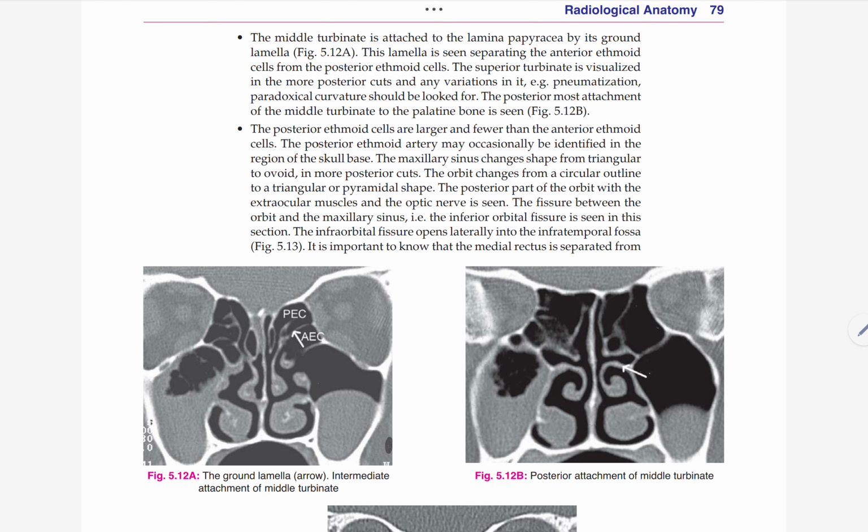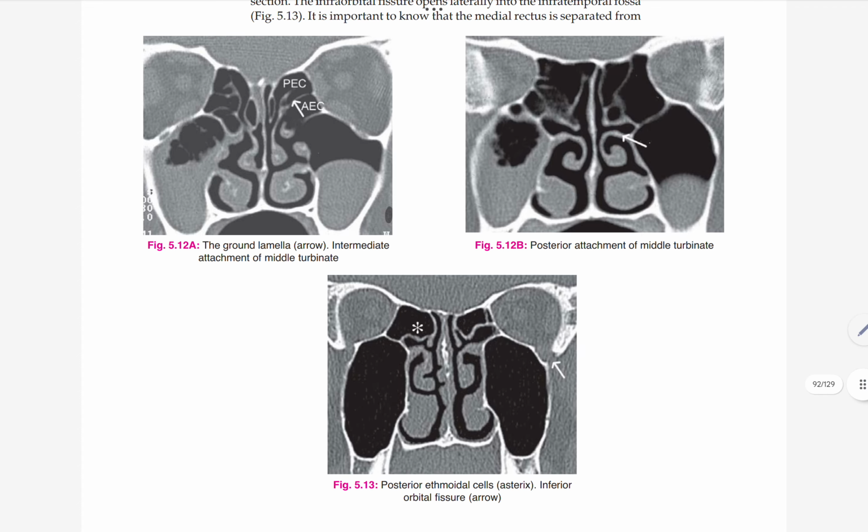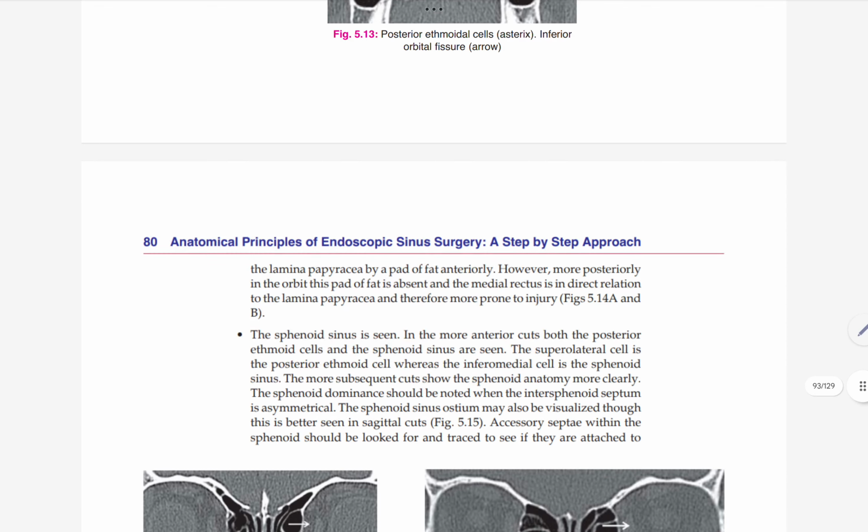The fissure between the orbit and the maxillary sinus, that is, the inferior orbital fissure, is seen in this section. The inferior orbital fissure opens laterally into the infratemporal fossa. It is important to know that the medial rectus is separated from the lamina papyracea by a pad of fat anteriorly. However, more posteriorly in the orbit, this pad of fat is absent, and the medial rectus is in direct relation to the lamina papyracea and therefore more prone to injury.